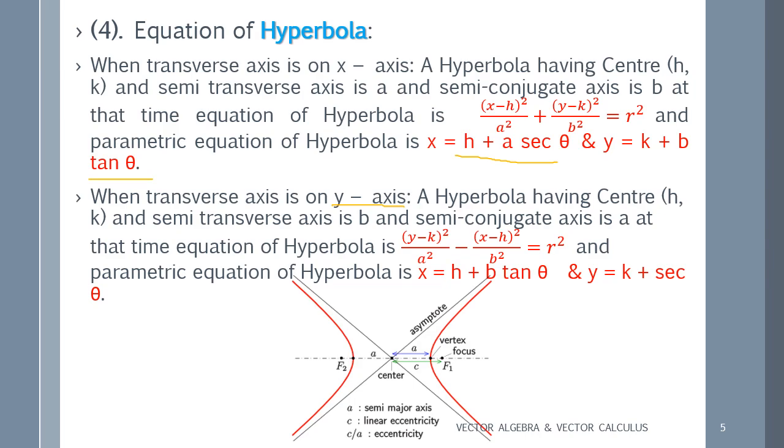And the parametric equations for the same are given: x equals h plus b tan theta and y equals k plus a sec theta. Okay, so this one I've given just for information, because in the representation of parametrics in our next sessions that are going to start, you have to apply these equations. So this one is just for the information.